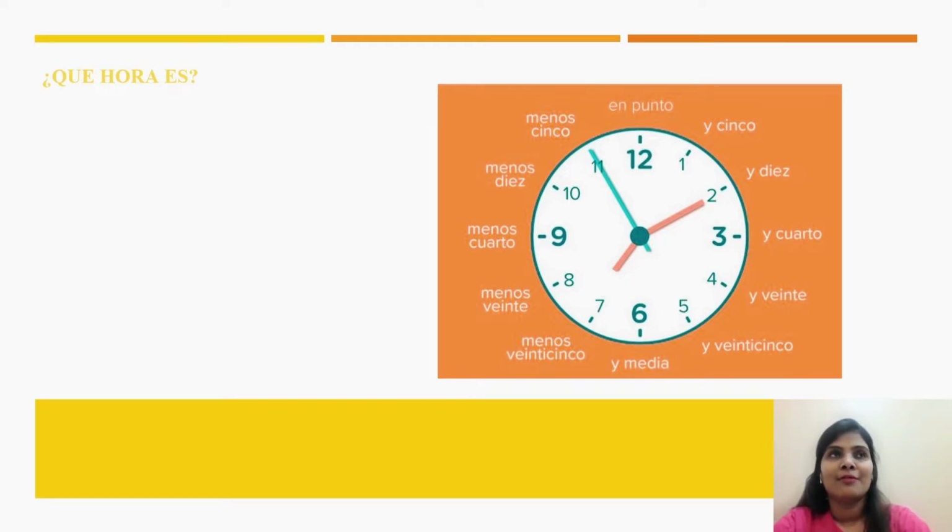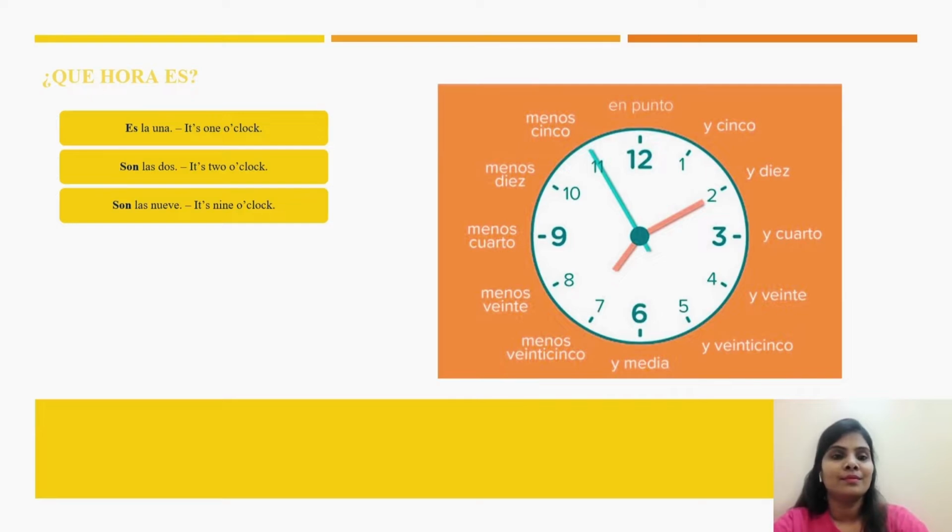And then if it is 3 o'clock, we will say son las tres, because son las is the basic pattern to tell the time. Let's have a look how. Oh, there's a change. Es la una, and then we read son las dos. There is surely some change. How come? Let's get through this as well.